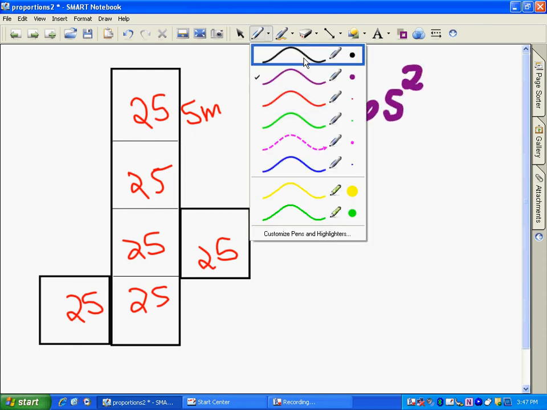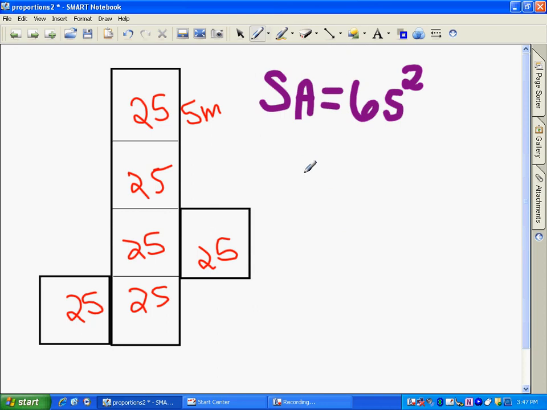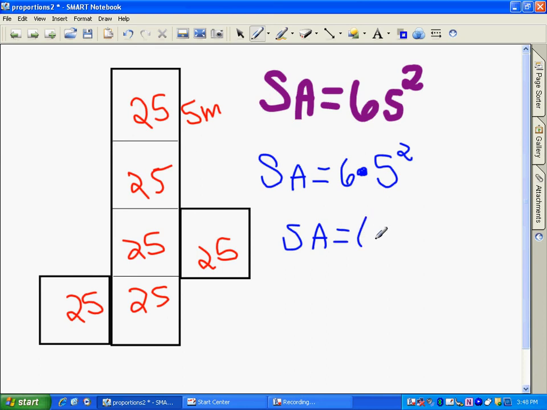So just to show you how the formula works, I'm going to plug it in. Surface area is equal to 6 times the length of the side, 5, squared. Order of operations says that we do exponents before we multiply. So 5 squared is 25, so I've got 6 times 25, which ends up being 150, and then since we're dealing with meters and it's area, it's going to be square meters.